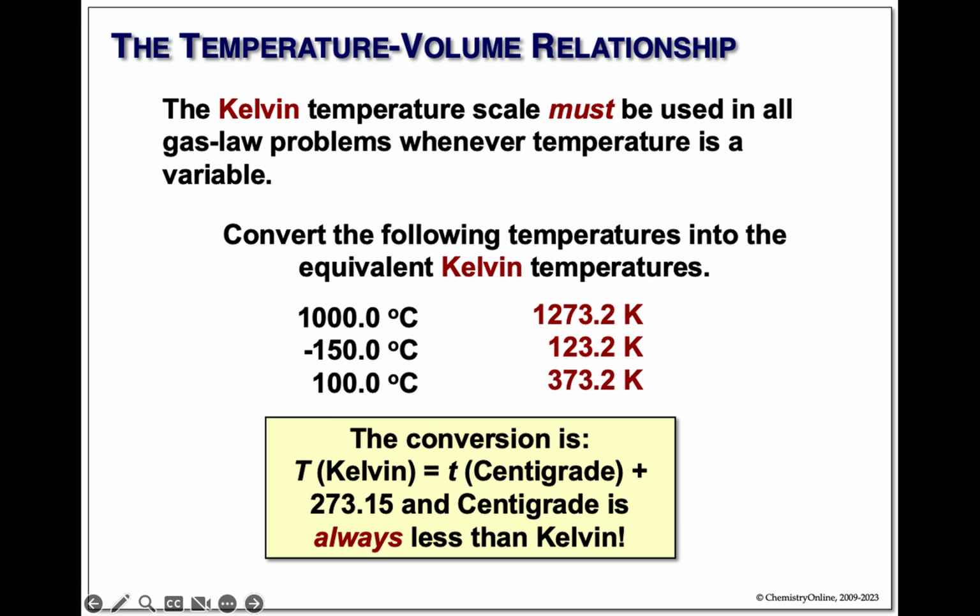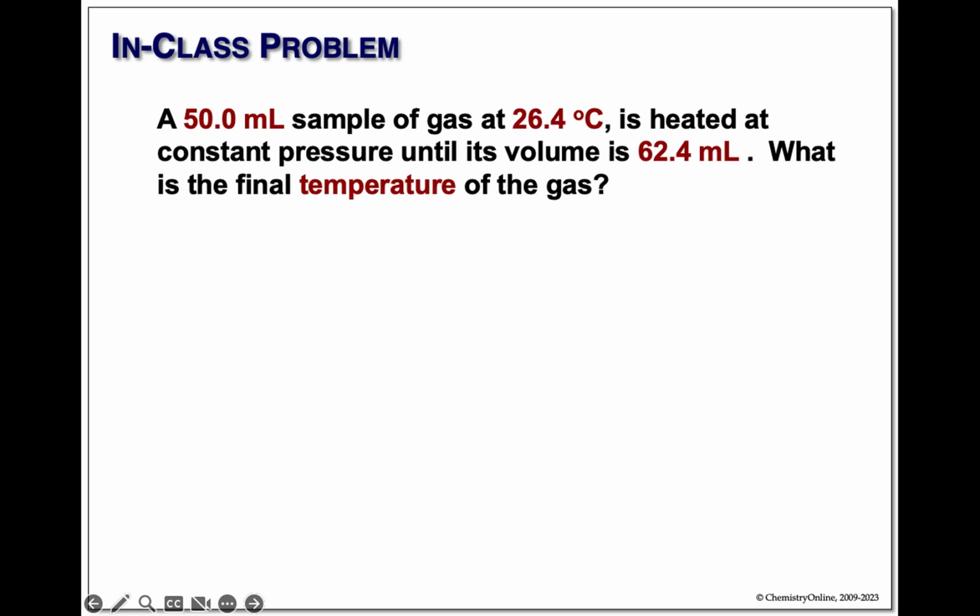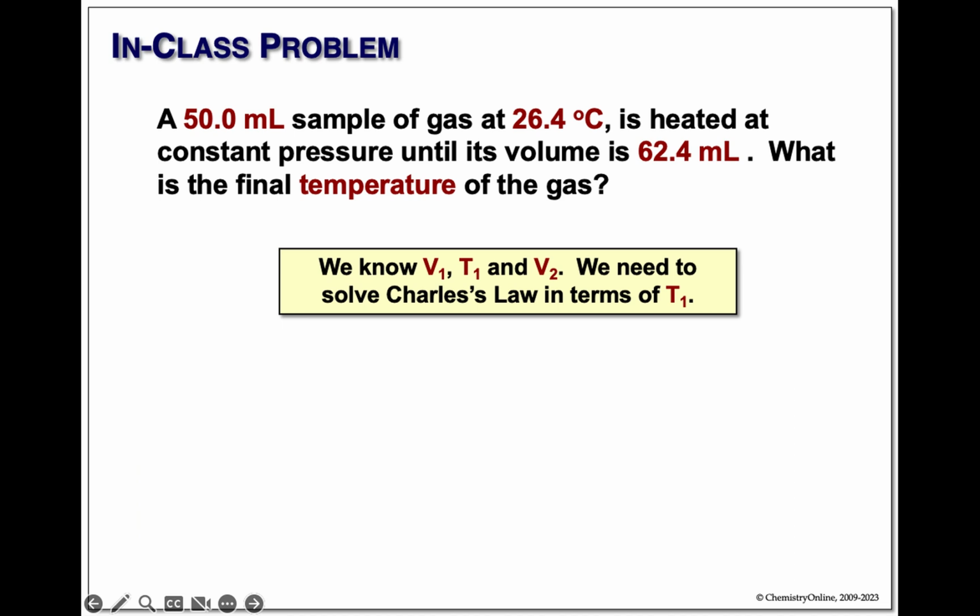So let's do one. We have 50 mils of gas at 26 centigrade. We heat it at constant pressure until the volume is 62. What's the final temperature? A classic volume temperature problem. Again, we're going to use Charles's law. We know V1, we know T1, we know V2, and we're searching for T2. You know, I always forget to change that slide. That should be T2, of course.